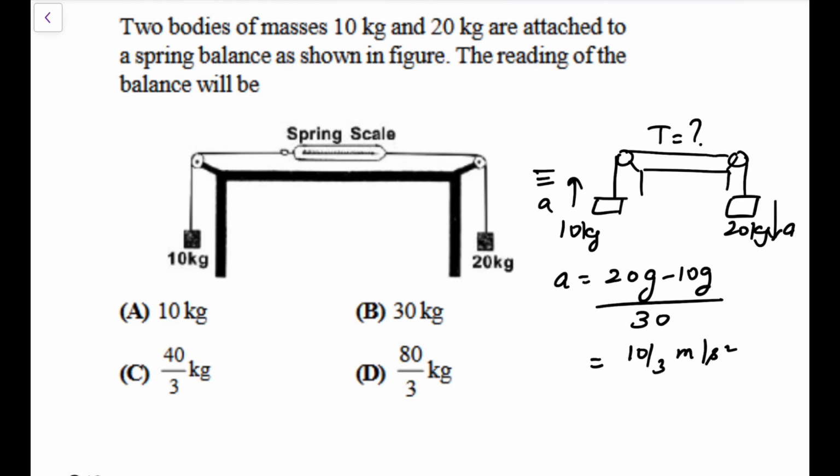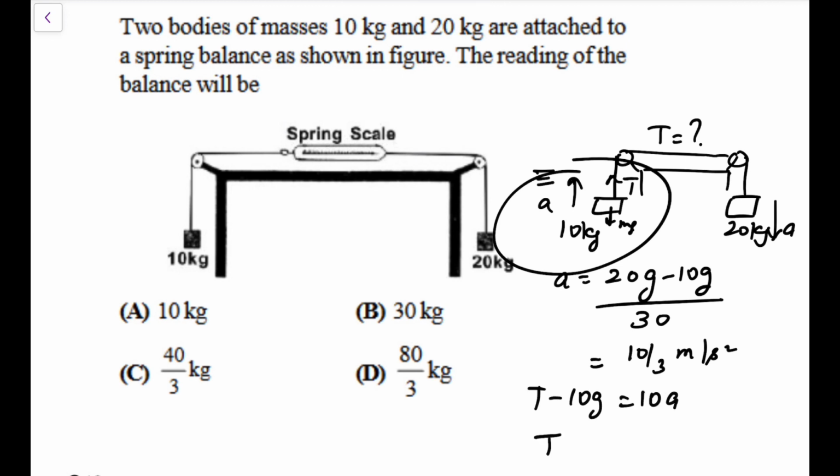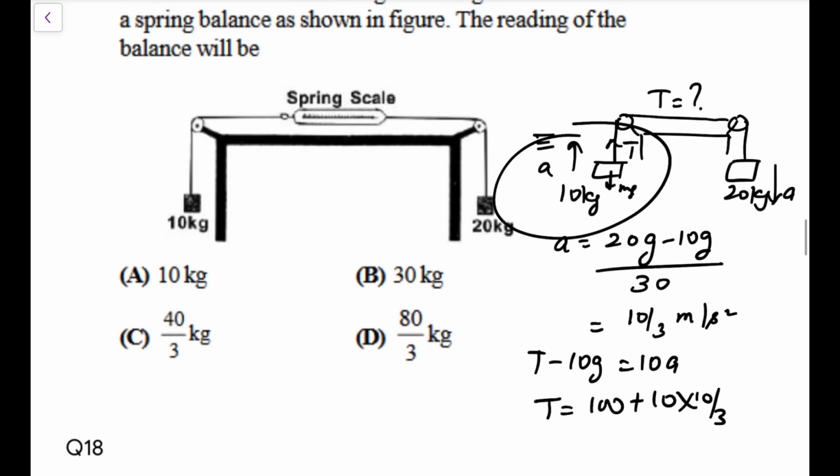And for tension you can draw the FBD of any one. Let's say for this one, what I can write, this is T minus mg, so T minus 10g is equal to 10 into a. So T would be equal to 10g, that is 100, plus 10 into 10 by 3, that is 100 by 3. So 100 plus 100 by 3, that is 400 by 3 newtons. So if it is calibrated to read in kg, it would be 40 by 3 kg.